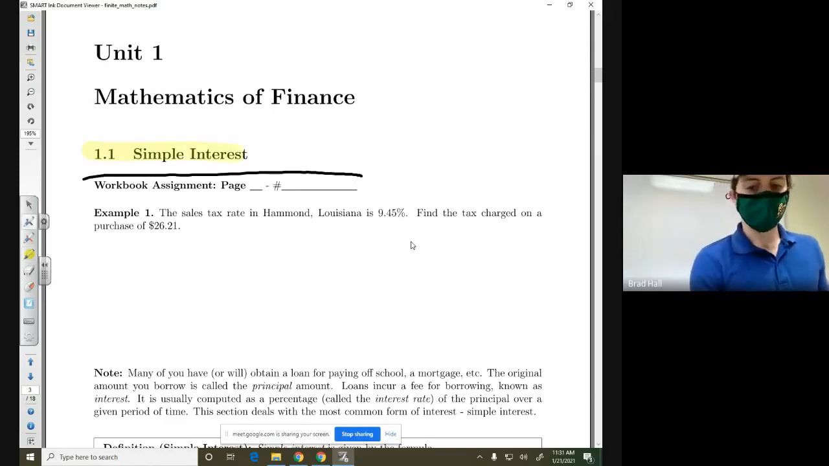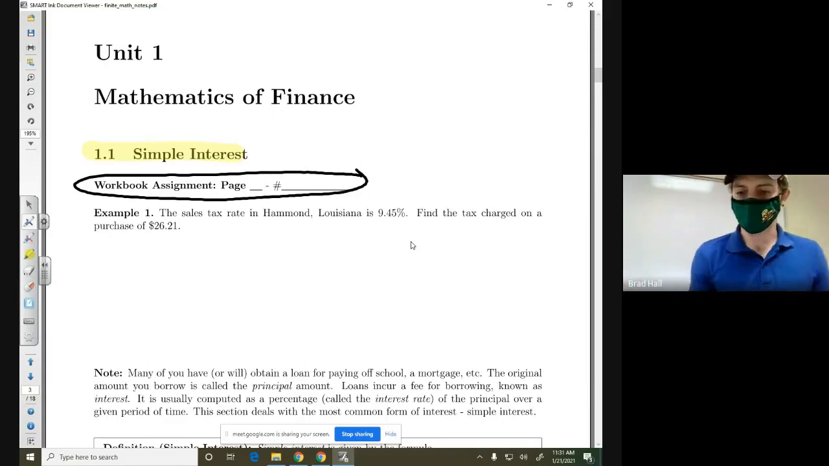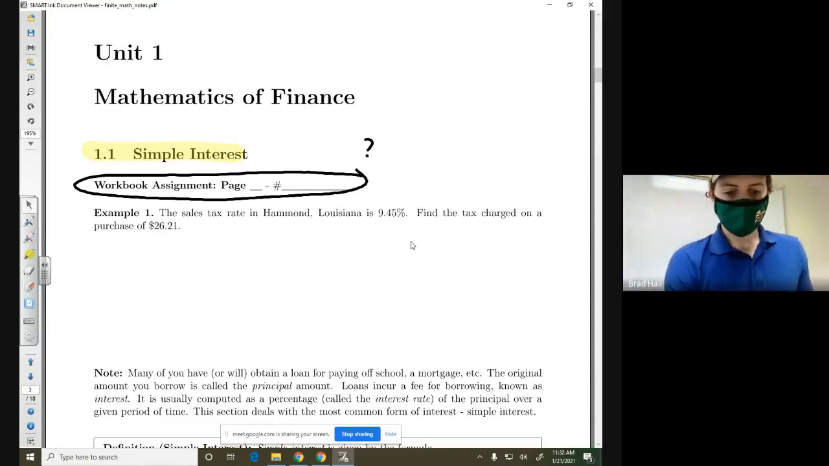Workbook assignment, I have a big old blank here because I don't have the workbook. So we're going to leave that alone for now. I don't know. I'll say stuff about it later. So don't worry about that.